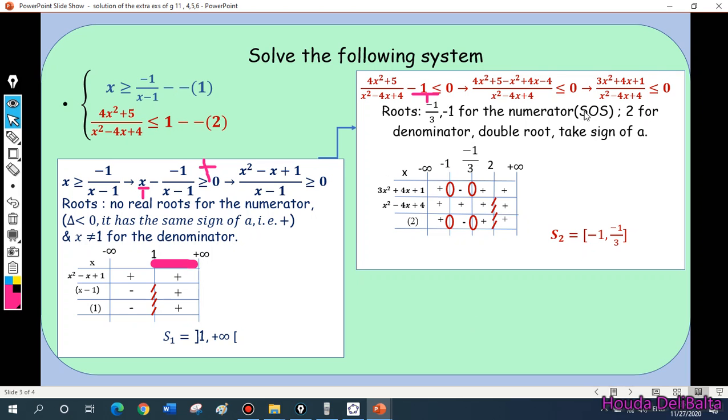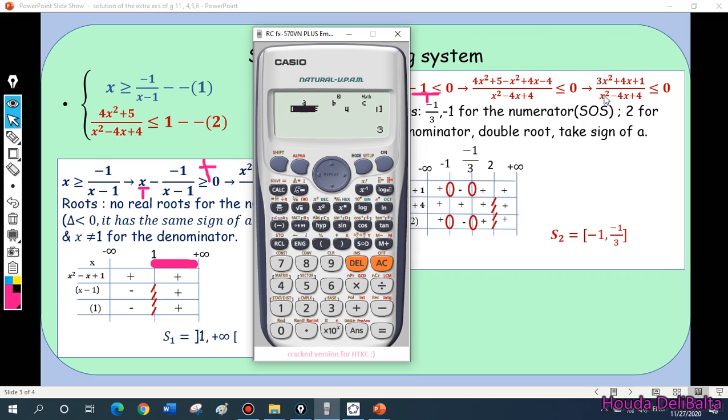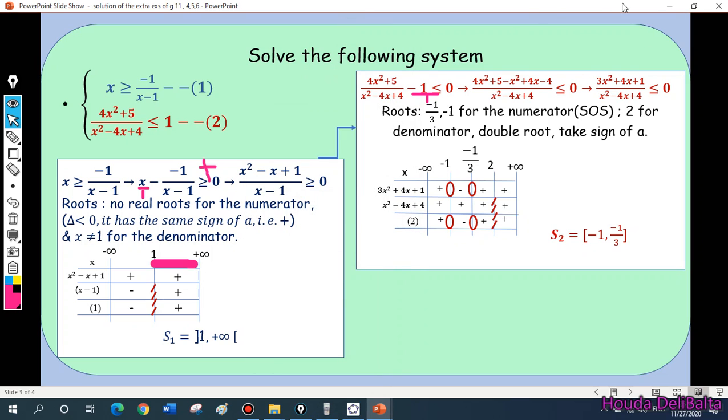Now, for the denominator, let's see the root of the denominator. A is 1, B is minus 4, and C is 4. Notice what we are going to get. X equals, another equal, so it's just 2. That's what gives us a clue that this is a double root. So again, it is 2. So x is only 2, and that means that we have a double root.